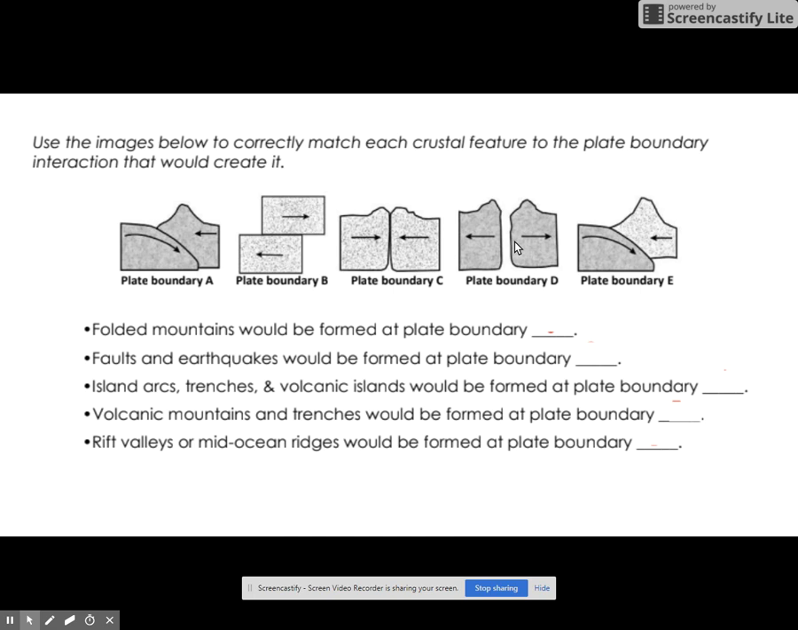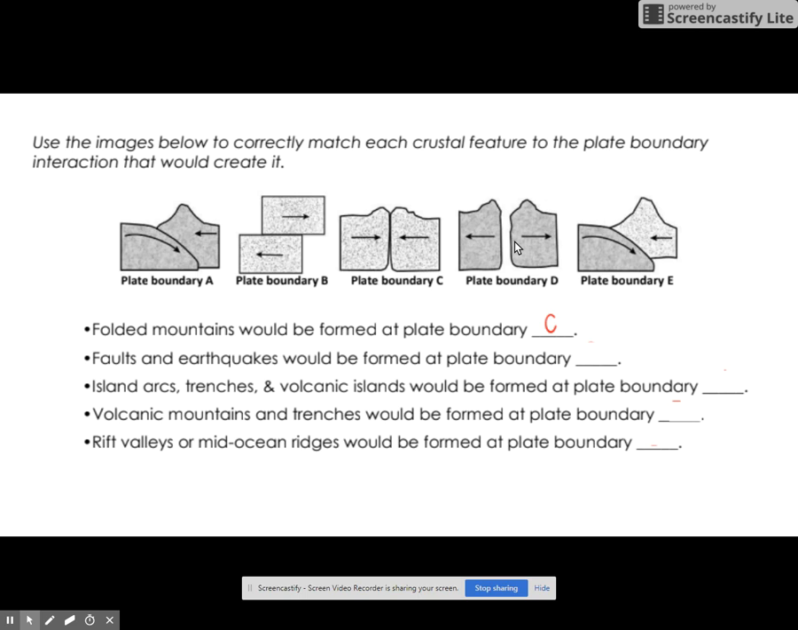All right, use these images below to correctly match each crustal feature to the plate boundary interaction that would create it. So let's look at plate boundary A, plate boundary B, plate boundary C, plate boundary D, and plate boundary E. Go ahead and go over your hand motions so that you can remember what these plates form. So folded mountains would be formed at what plate boundary? C. C goes up to create a folded mountain.